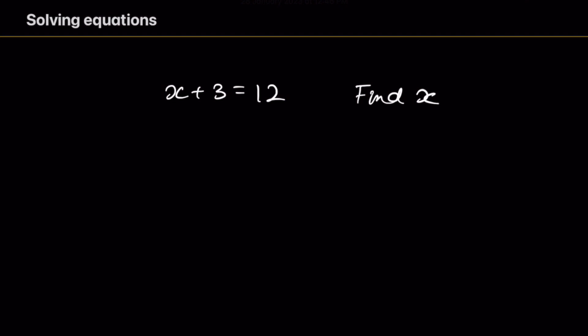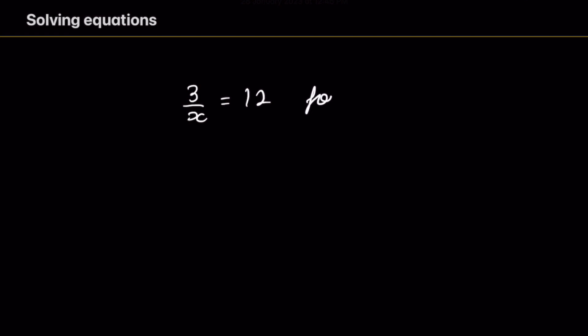So when you minus 3 here and minus 3 here, you would get x is equal to 12 minus 3. This would give you x is equal to 9. Another example is to solve 3 divided by x is equal to 12 for x.